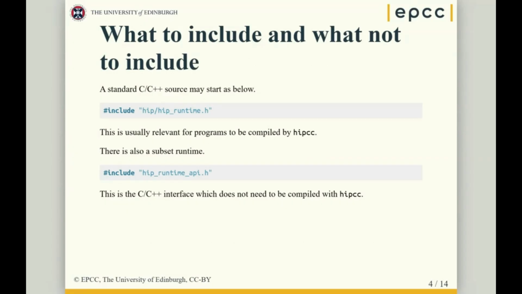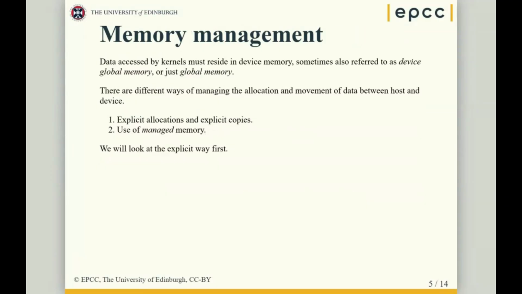What to include, what not to include. So the standard C++ source may start with #include hip/hip_runtime.h. This is usually relevant for programs to be compiled by hipcc. There is also a subset of the runtime, which is just hip_runtime_API.h. This is the C++ interface that does not need to be compiled with hipcc. So effectively, this is just a library that's being called. It doesn't actually execute anything on the device or need to know anything about the device.